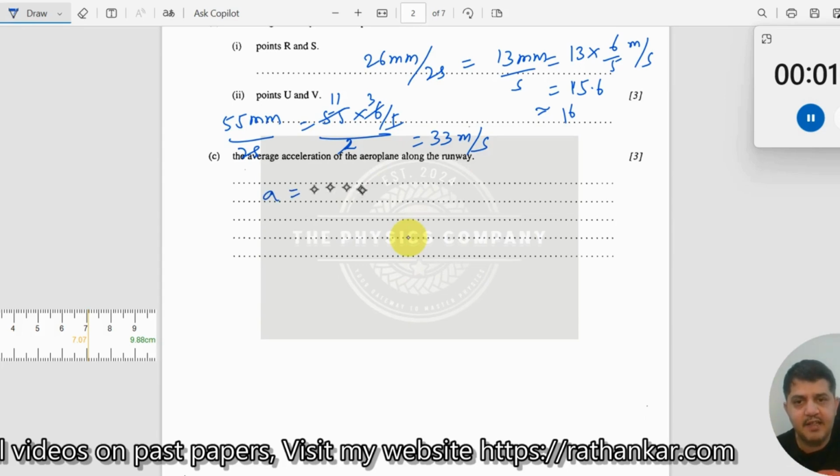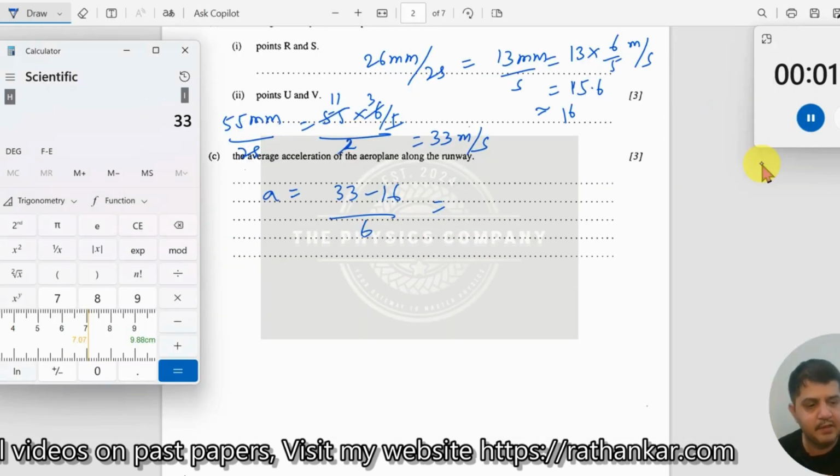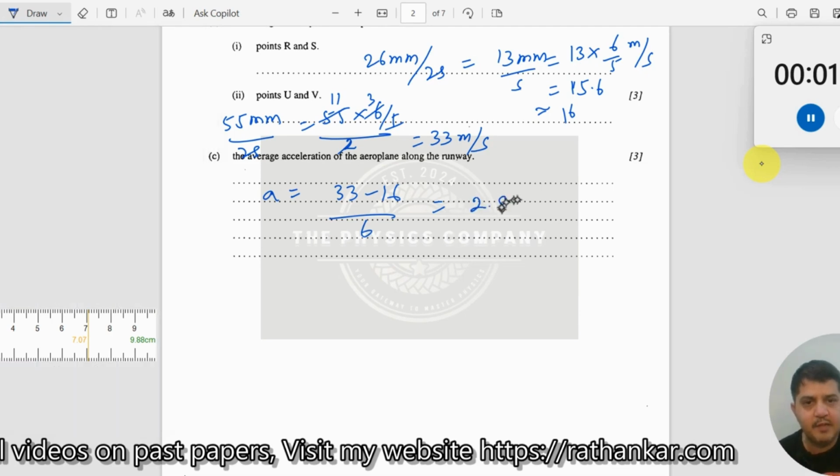So your acceleration a is equal to 33 minus 16 divided by 6, which should be, let us take up our calculator once again. So 33 minus 16 is equal to 17, divided by 6 will be 2.83, 2.8 meter per second square. This should be your answer. Okay.